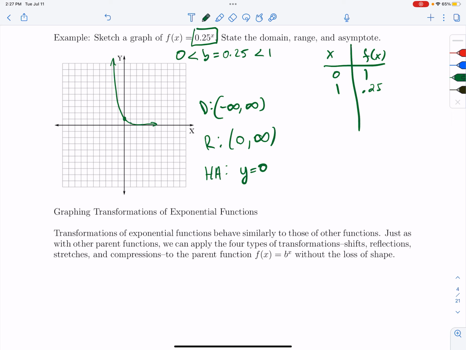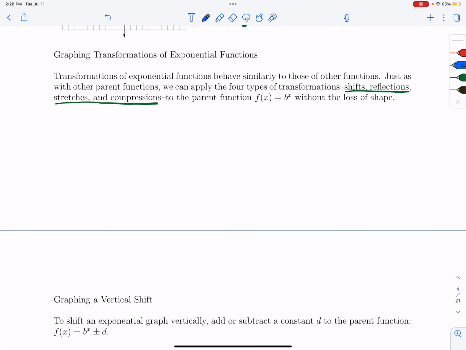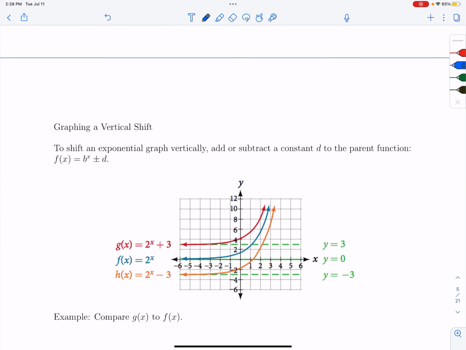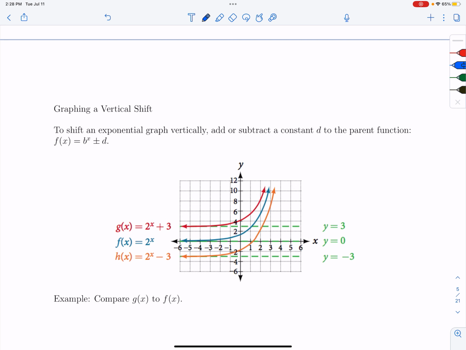All right, so the next thing we'll talk about is how we can do transformations for these graphs. And we can apply the 4 transformations that we've seen for other functions. We can shift, reflect, stretch, or compress the parent function b to the x. And it'll always have this increasing or decreasing shape. So we're going to go through each of the transformations.